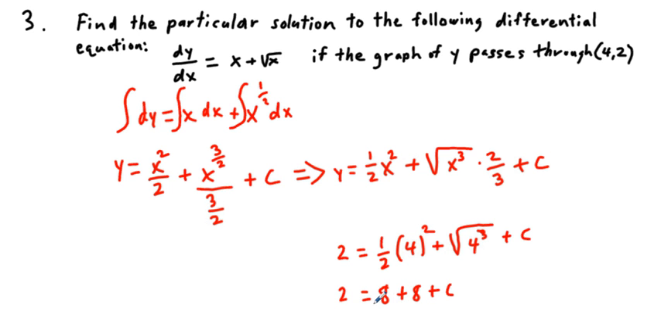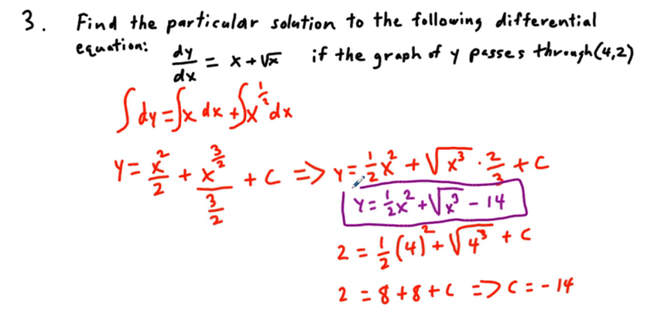If we subtract 16 from both sides, we get c equals -14. So our particular solution, I'm going to put here in purple, is y equals 1/2 x squared plus square root of x cubed minus 14. This is our particular solution.